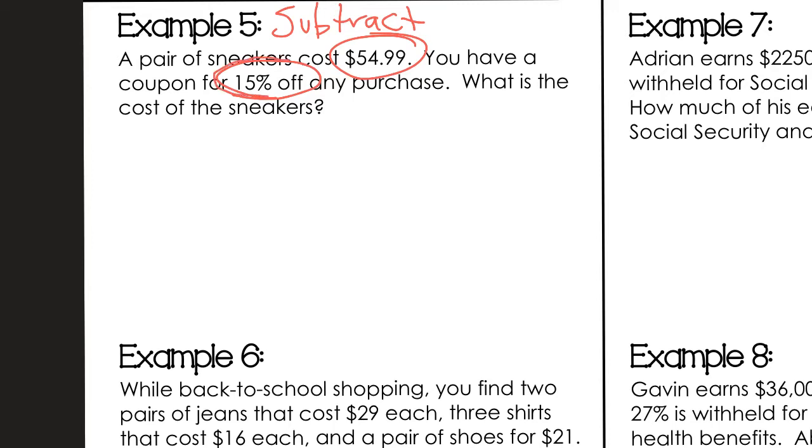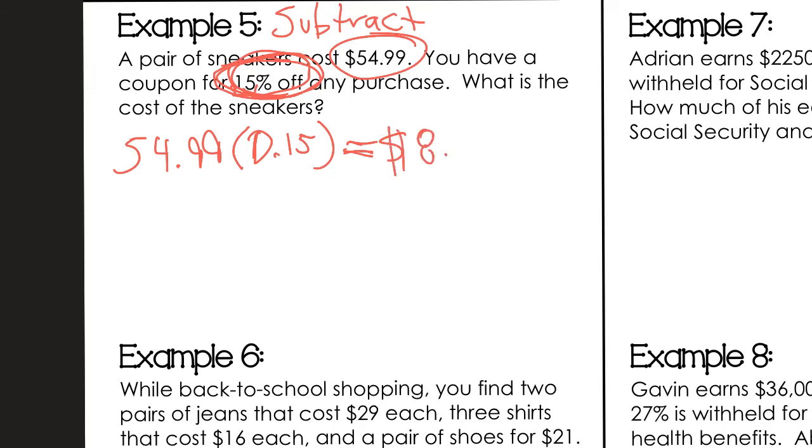Because with markdowns, we subtract. We're going to find out what 15% of $54.99 is, and we're going to subtract that from the original price. So the way we can do that is simply 54.99 times 15%, which is what? We move the decimal place 2 to the left. I get 0.15. All right, 0.15 times 54.99. Again, we're going to use the calculator because that's just going to go a little quicker. So if I do that with the rounding, I get $8.25.